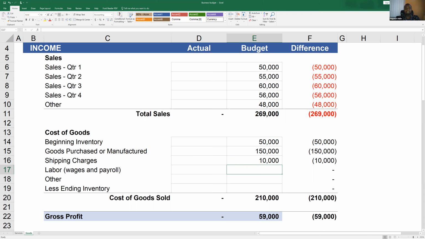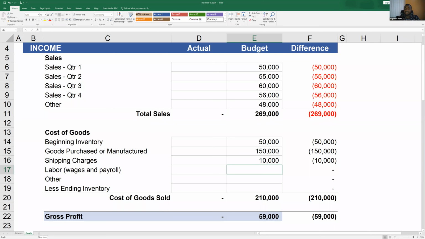And remember, guys, when you're putting this beginning inventory, remember to itemize it in the working sheet. Create another working sheet, give the items. The goods purchased, give the items. Say you've purchased, let's say, Toyota Land Cruiser, this amount of money. You've purchased Toyota Caldina, this amount of money. You've purchased a V8, this amount of money. So let it be itemized. I'm just doing it in block because of time.